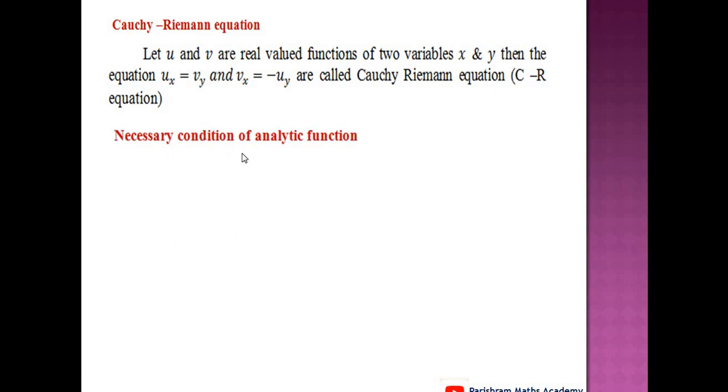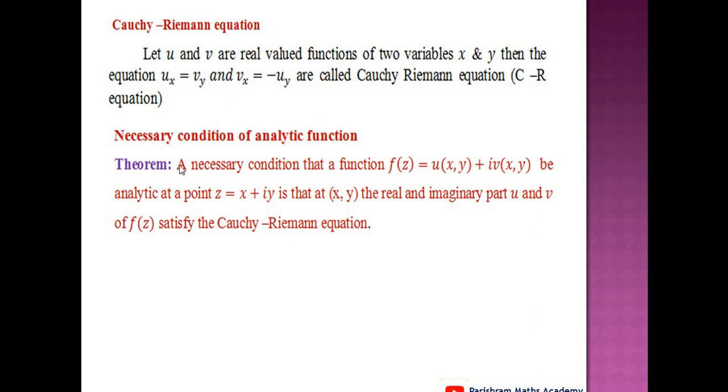Necessary condition of analytic function. One important theorem. The necessary condition that a function f of z equal to u(x, y) plus i into v(x, y) be analytic at point z equal to x plus iy is that at point (x, y) the real and imaginary parts u and v of function f of z satisfy CR equations. It means if function f of z is analytic, then we have to prove that the real and imaginary parts, that is u and v, satisfy the Cauchy-Riemann equations.